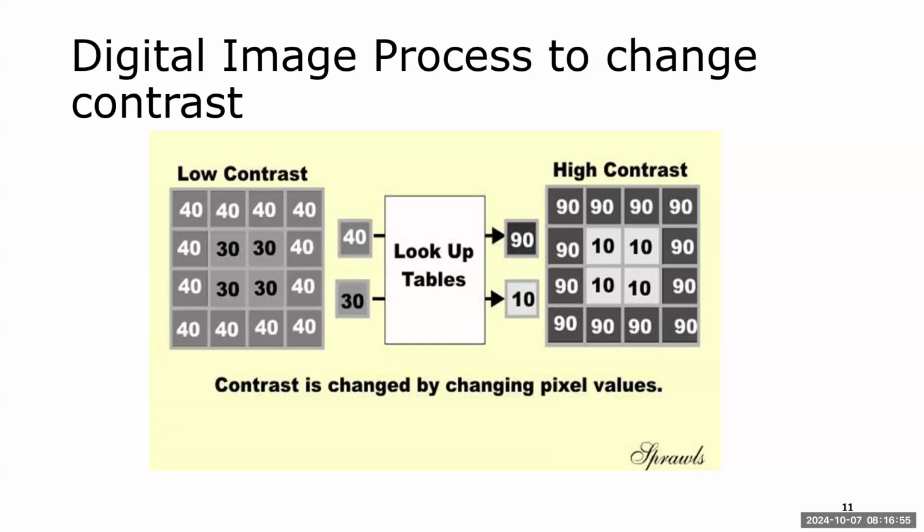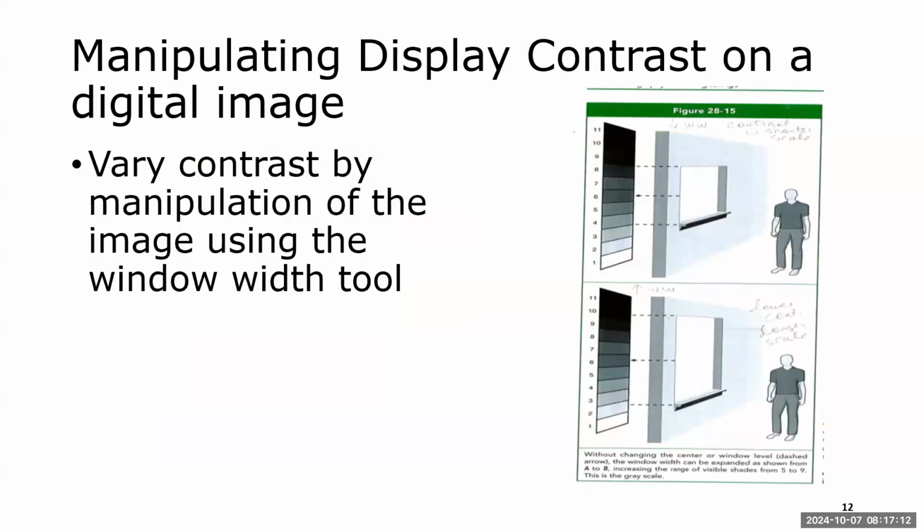Okay, so sort of like is represented there, the 40 and the 30 are sort of close together, shades of gray, and how the 90 and the 10 are now much further apart. The 90 is blacker, the 10 is whiter or brighter. So we'll get into that more towards the end of the semester. Again, manipulating the display contrast on a digital image, we can vary the contrast by using the window width tool.